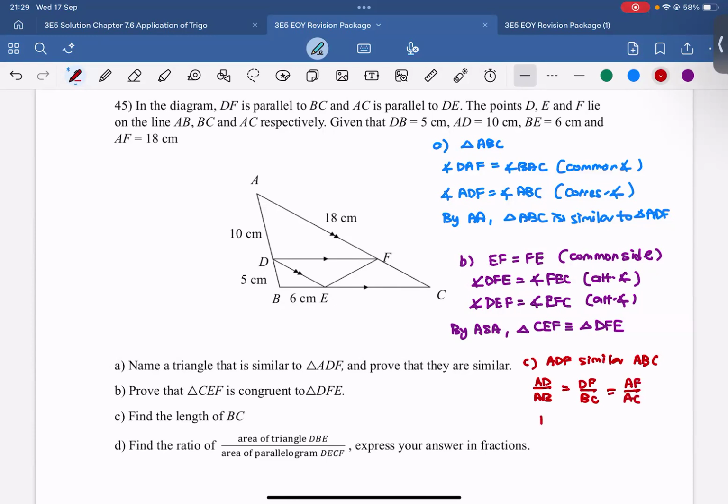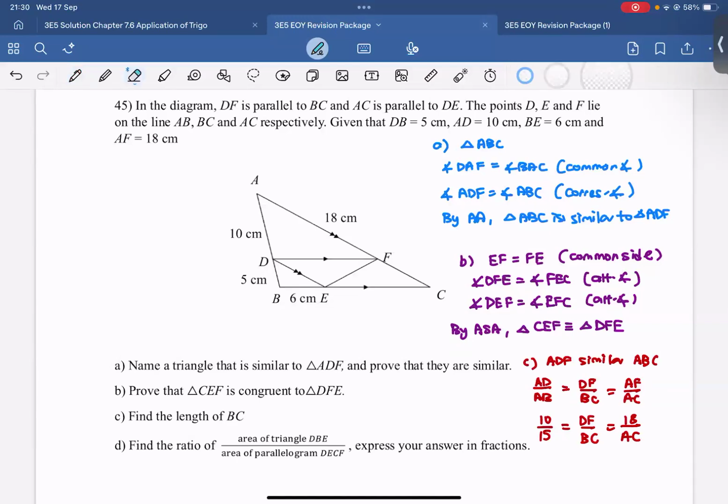AD is 10, AB is 15, DF don't know. Oh, I think we cannot use this. BC, why don't know? We don't have a lot of information. If you write this down, you cannot find anything. You can only find AC. You cannot find DF because you don't know DF, so you cannot find BC.